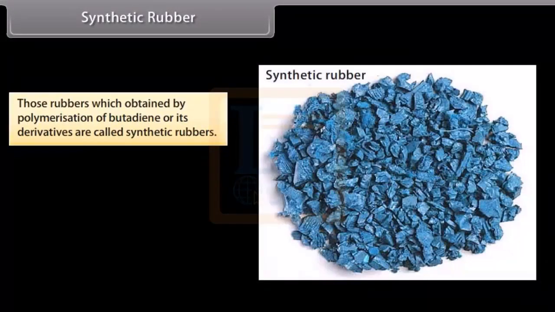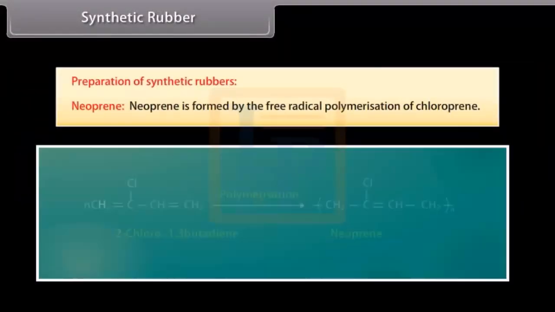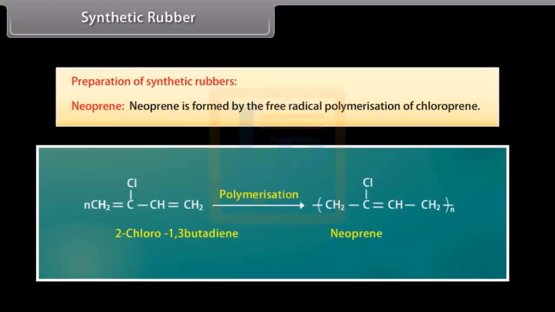Synthetic rubber. Those rubbers which are obtained by polymerization of butadiene or its derivatives are called synthetic rubbers. They are heat resistant, oil and solvent resistant, more elastic and have more abrasion resistance. Preparation of synthetic rubbers. Neoprene. Neoprene is formed by the free radical polymerization of chloroprene.